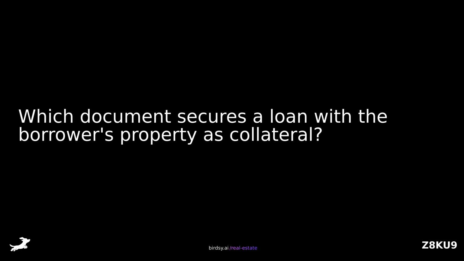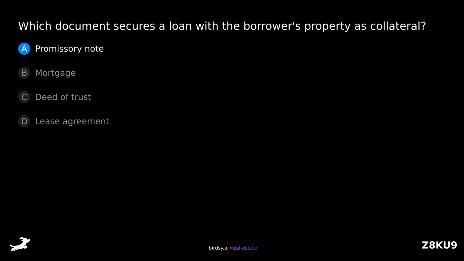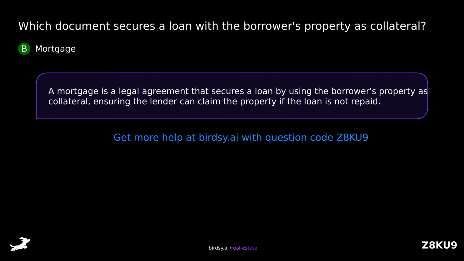Which document secures a loan with the borrower's property as collateral? Is it A, promissory note, B, mortgage, C, deed of trust, or D, lease agreement? The answer is B, mortgage. A mortgage is a legal agreement that secures a loan by using the borrower's property as collateral, ensuring the lender can claim the property if the loan is not repaid.